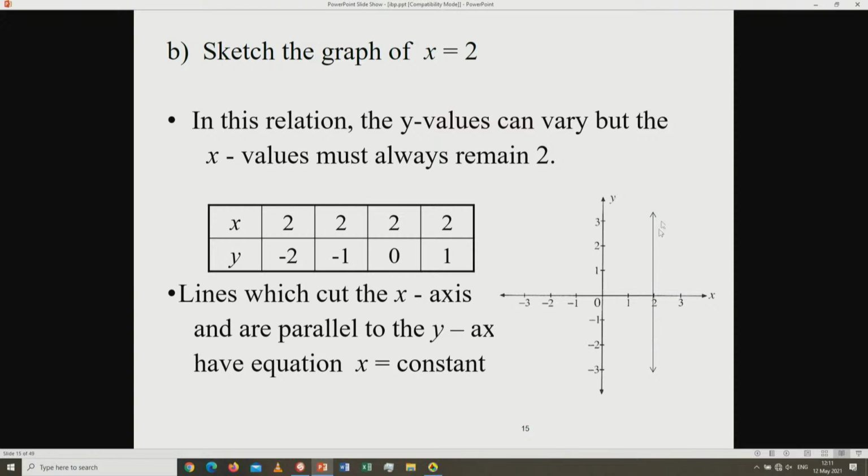X is always 2. When x is 2, y is minus 3. Can you see that? So this one we say is parallel to the what? It is parallel to the y-axis. Very, very important, please take note of that. We also have the horizontal, which is parallel to the x-axis, and the vertical, which is parallel to the y-axis.